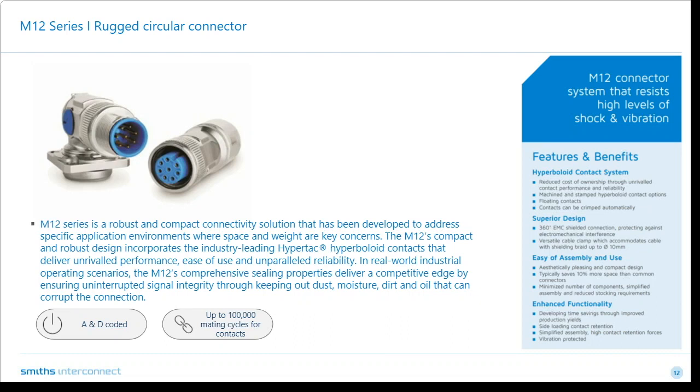However, it's interesting to see that the ones who did a set of comparative studies understood the true value of this connector, which is of course built on the platform of the hyperboloid contact technology, and they felt how crucial the M12 connector from Smiths is for a high reliability application. So Smiths Interconnect M12 is a robust and compact connectivity solution that was initially designed to address specific environments where space and weight are of key concern.